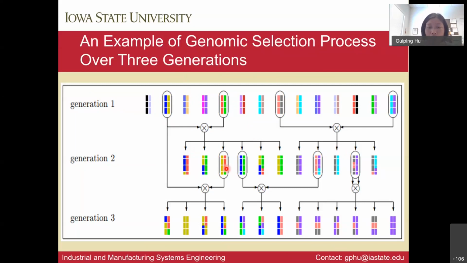Now, in the next generation, you could have back crossing right over here, or you could cross individuals within that generation, or you can do selfing. And then that can advance to the next generation. And this process will go on and on.